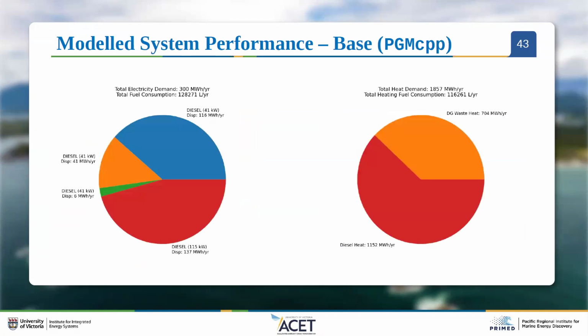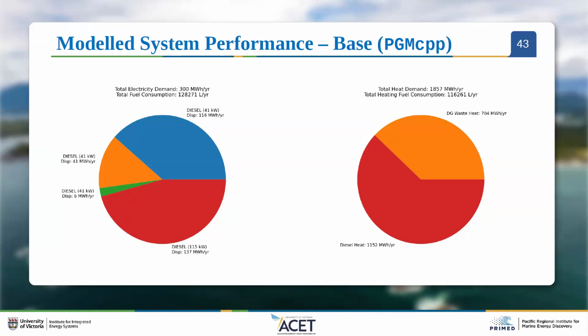So when I model that, on the left side is just electrical, on the right side is just heating. On the left side, again, we have just diesel generators. So this is our base case. To satisfy the electrical, it's about 128,000 liters per year. And then on the heating side, the waste heat from the diesel generators can do about 1/3 of the annual demand, and the rest is topped up with diesel heat. That results in consuming another 116,000 liters per year.